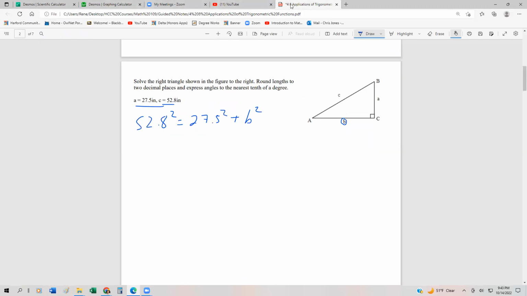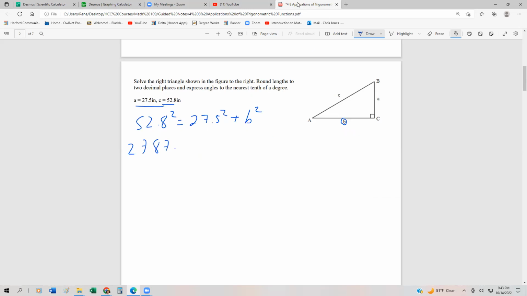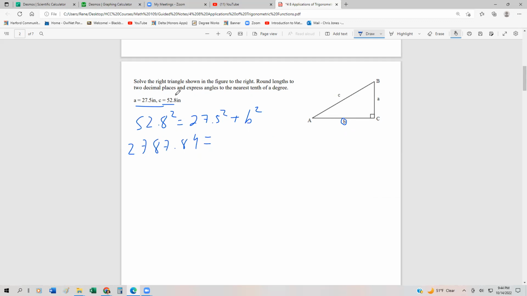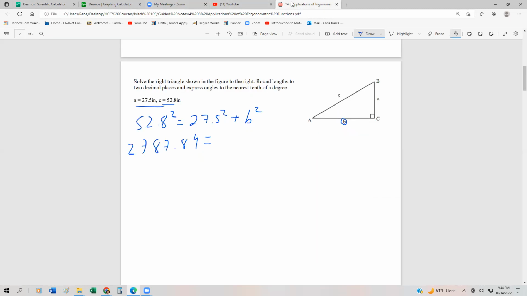Okay, so that's 2787.84. Okay. And then we're going to take 27.5 and square it. Right. And we square that, and that gives us 756.25. So 756.25 plus b squared. Now we're going to subtract the 756.25 from both sides.